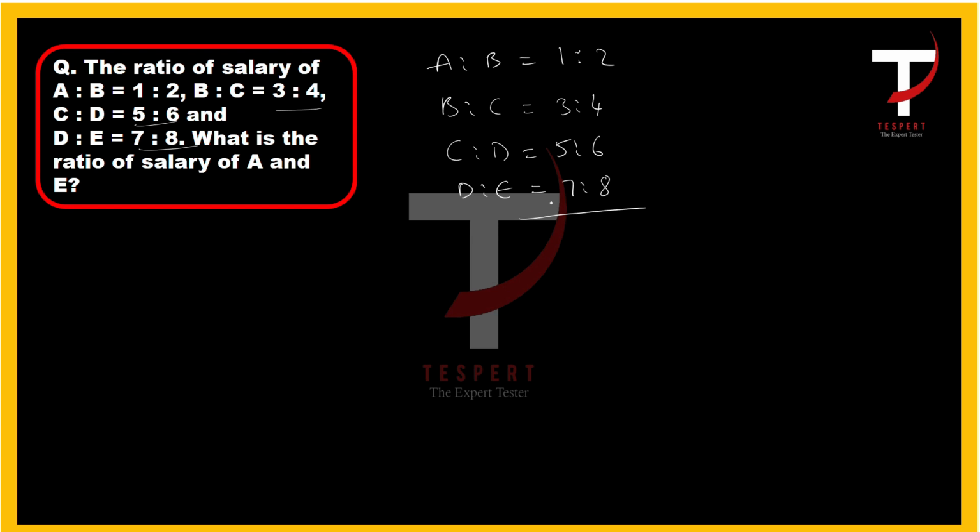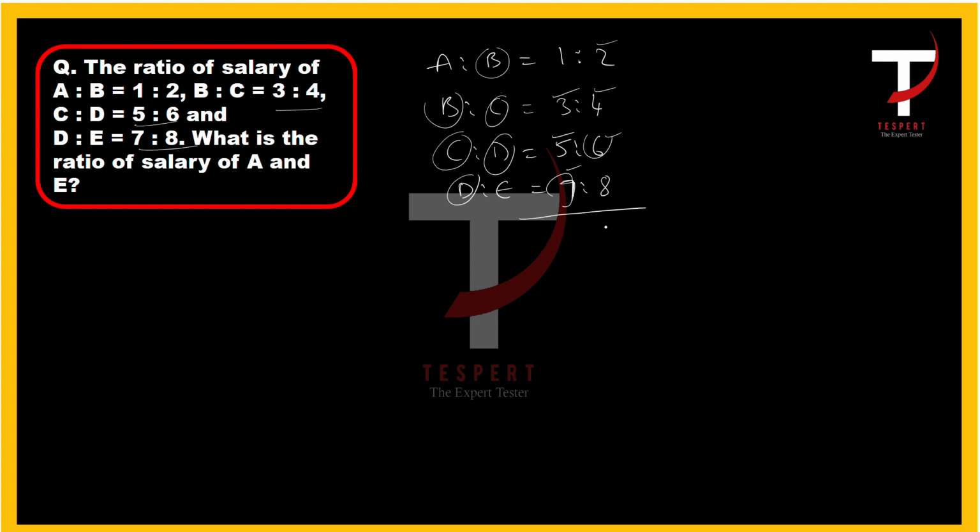Now we have all the values, but the values are not common, right? Here the value of B is 2x, and here the value of B is 3x, and here the value of C is 4x, and here the value of C is 5x. Here the value of D is 6x, and here the value of D is 7x. So the values are different. So we must neutralize this, right? So how can we do?